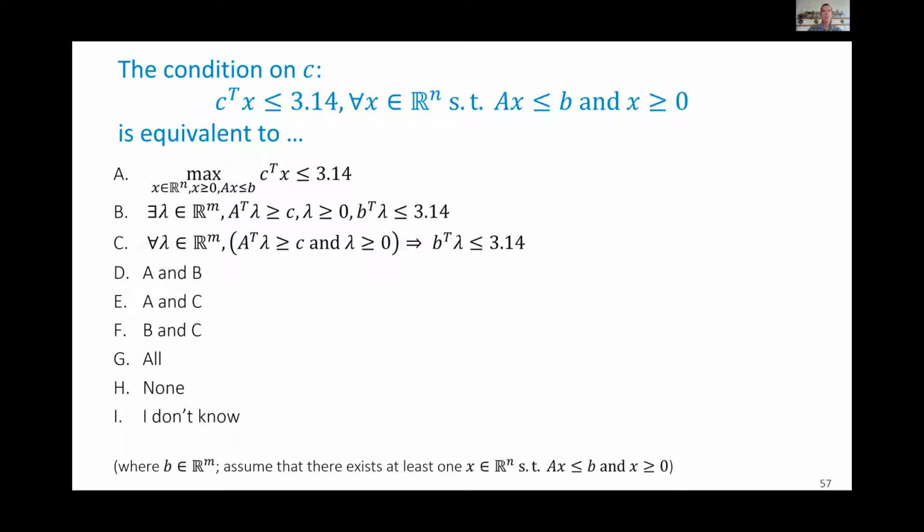here the title says, I have a condition on C. The condition on C is that the inner product of C and X is less than 3.14 for all values of X that satisfy the following inequalities. So this is a polytope in n dimensions, and we say the vector C is such that the inner product with any X in this polytope is less than this bound here. And I'm proposing 3 equivalent formulations. Which, if any, of these formulations is equivalent to that?